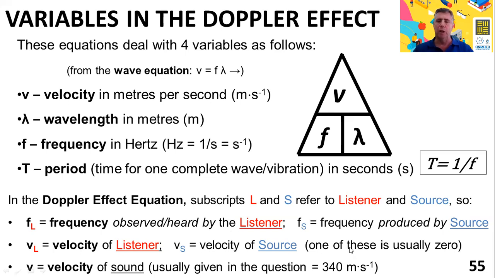Now, in metric, one of these two will usually be 0. You don't normally have problems where both the listener and the source are moving. And finally, just v by itself is the velocity of sound. Usually that's given to you in the question, and usually that's 340 meters per second for the velocity of sound in air. So all of these are at the top of page 55 in your book.